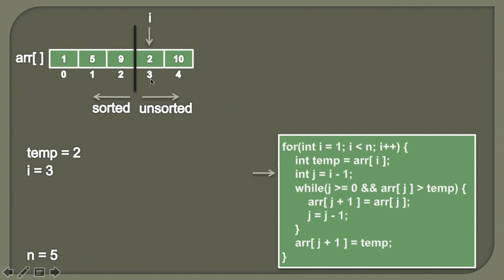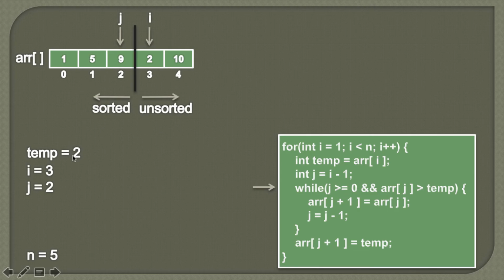So in order to access the sorted array, we simply do i minus 1. So j will keep track of the sorted array. Now we'll perform the comparison. We'll see that j is greater than or equal to 0. So the value of j is 2, therefore this condition is true.